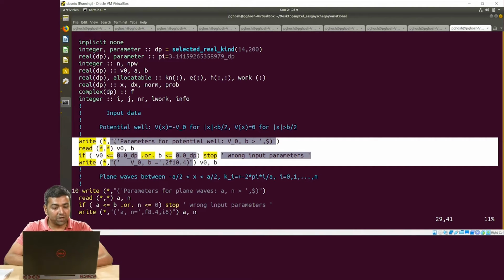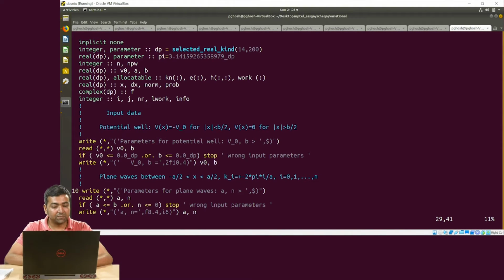What this part says is, first it provides a write statement on the standard display, where it asks the user to provide the parameters for the potential well, which is V0 and B. Once the user provides that information, this is read in by the code. Then, remember, we are talking here about an attractive potential. The way we are defining the potential in the problem is minus V0, that implies that the value of V0 should always be positive.